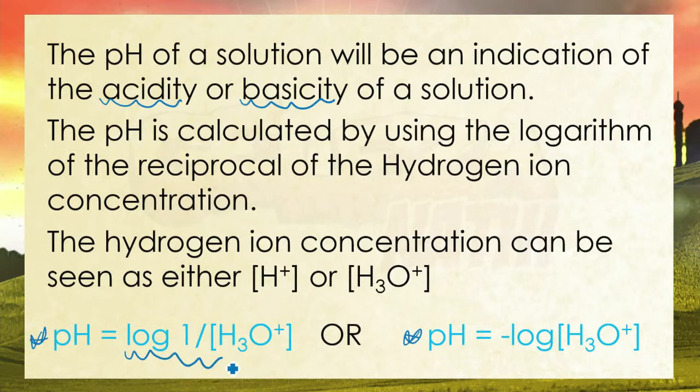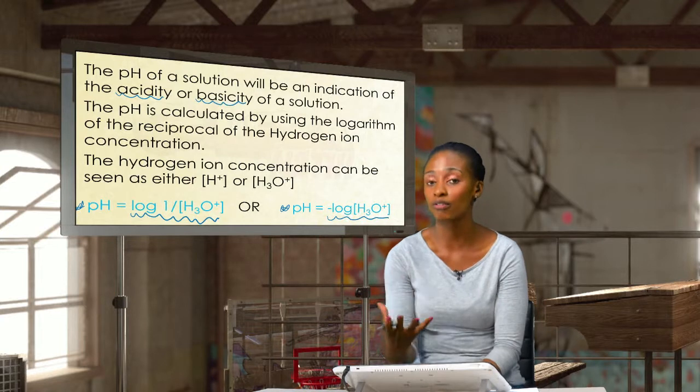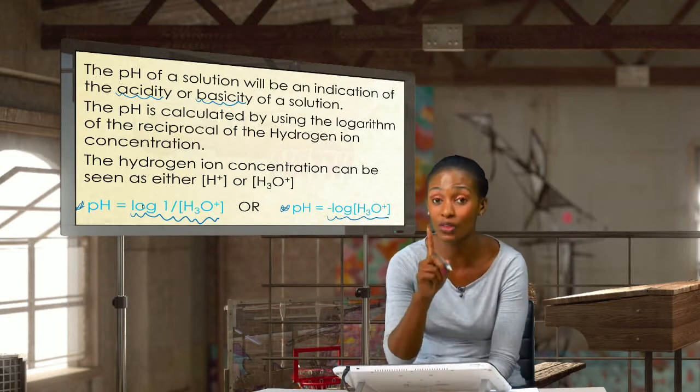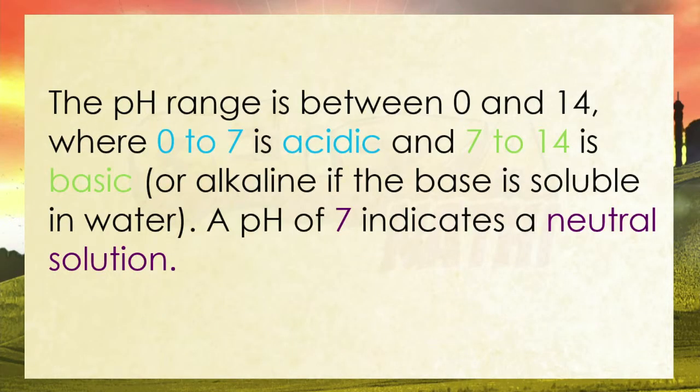We use the logarithm rules when we're using the pH scale with acids and bases. And you have done a little bit of logarithms. So in this case, you can either use the negative or the positive. Just make sure that you put the correct concentration. So these are the two equations that I would have.